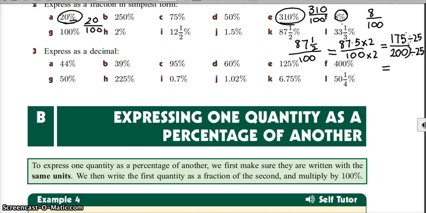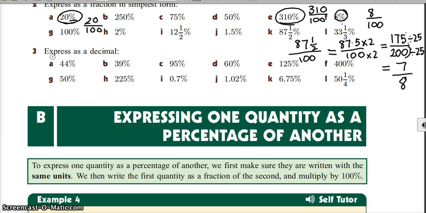How many 25s in 175? Do it with me. 25, 50, 75, 100. 7? How many 25s in 200? 8. Yeah. 7/8. We've answered the question there. It's incredible, isn't it? We only did this maybe a week ago, yet we struggled with them. Interesting. Maybe we need to go back over them when we are preparing for our test.